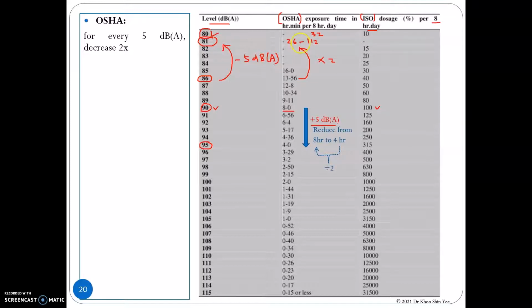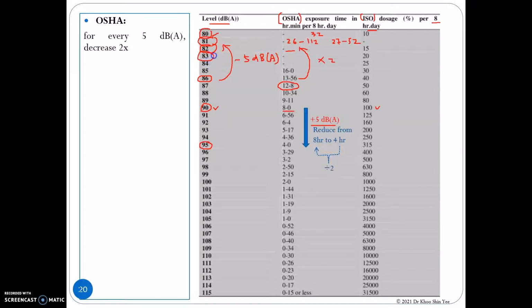So we can simplify this into 27 hours and 52 minutes. By using a similar approach, we can find the exposure time at 82 dBA equal to 12 hours 8 minutes multiplied with 2. Then you should obtain this answer.